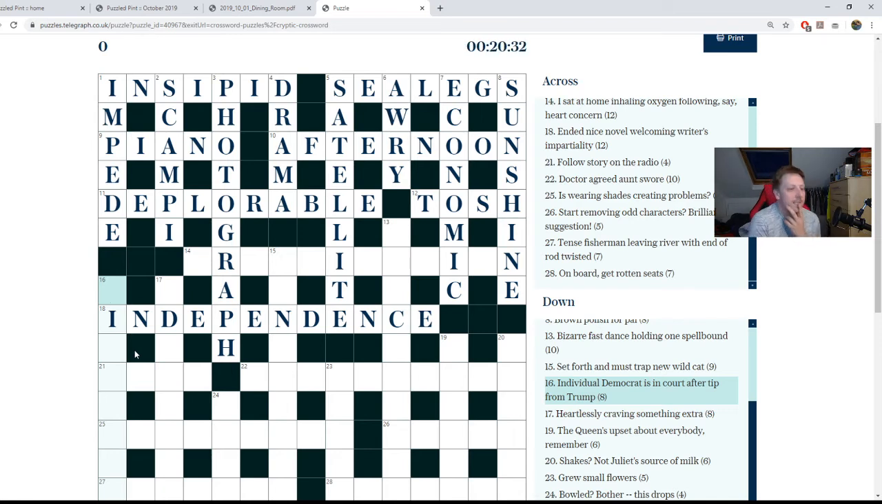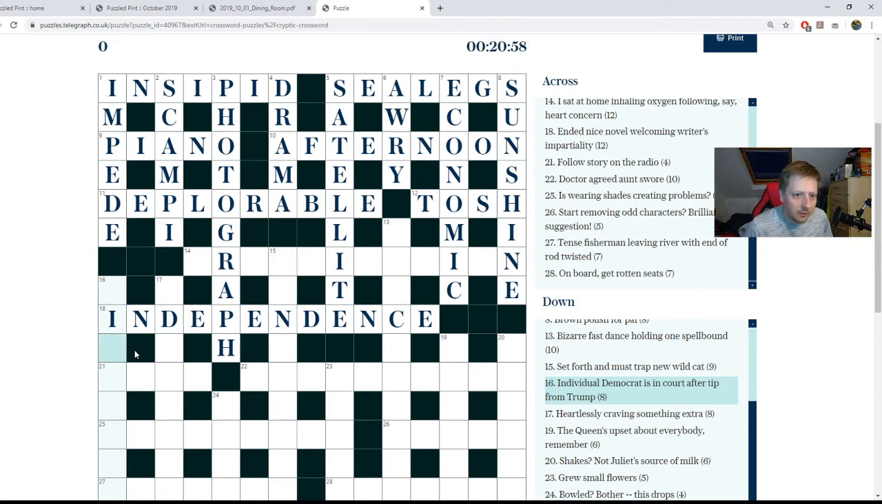Court is often CT. Okay. So if Dem, I'm just typing it out to see what it looks like, was in CT, it could be that. That doesn't look any good. It also could be CDT, which also looks horrible.